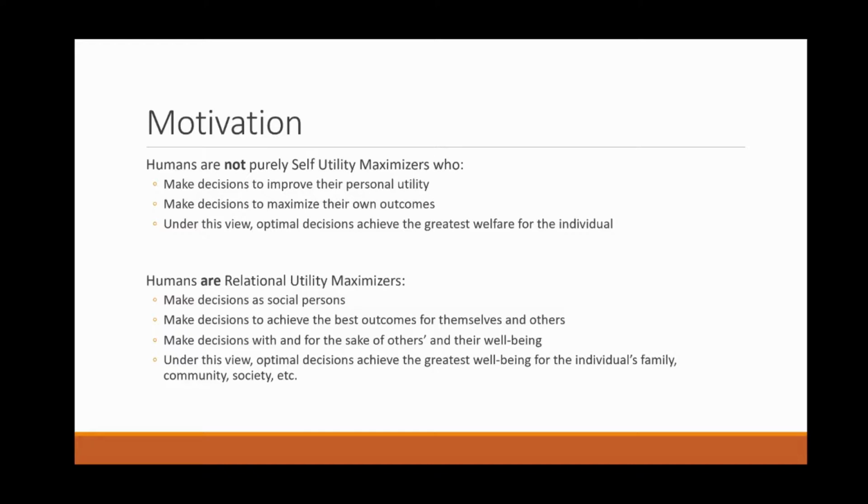Okay? So when we use the integral approach, we acknowledge the reality that humans are not purely self-utility maximizers, but they're relational utility maximizers. That means they make decisions as social persons. And if that's true, then the most efficient decision that people can make is if they make their decisions with respect and in collaboration with the people with whom they are in relationship, their families, community, society. Okay, those are the most efficient decisions.